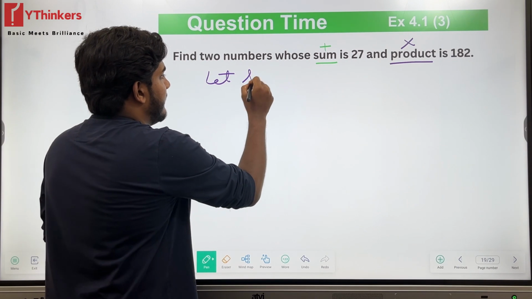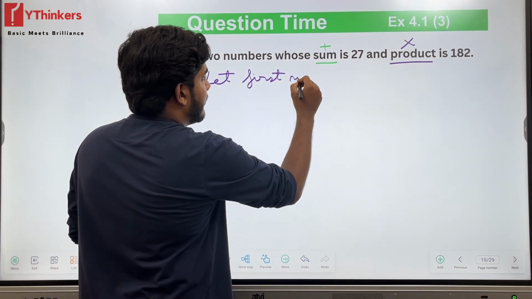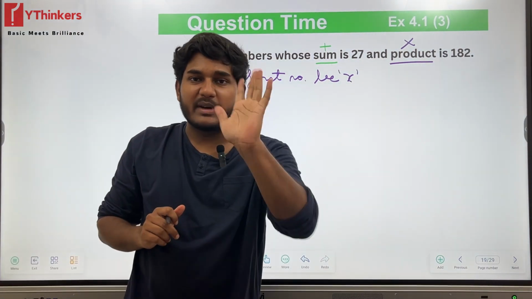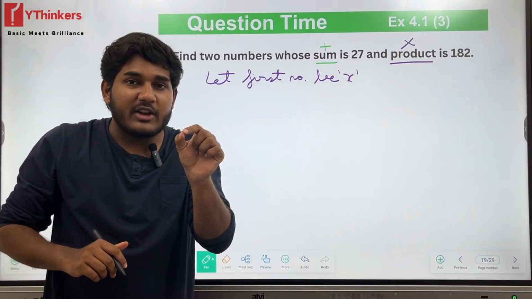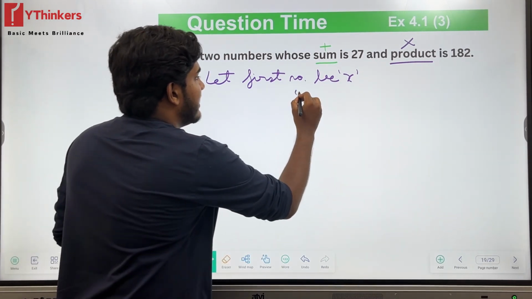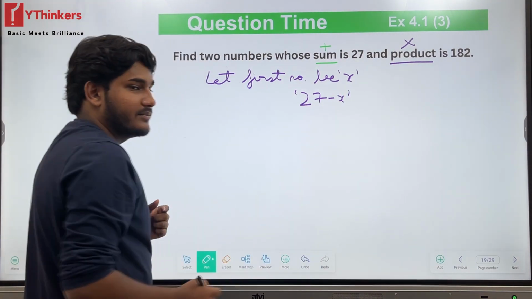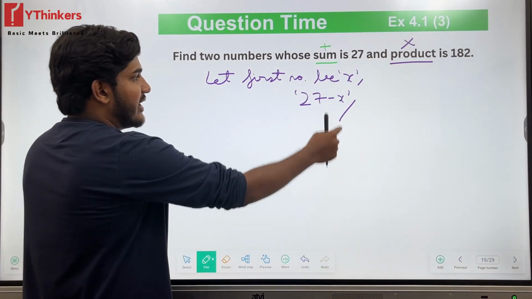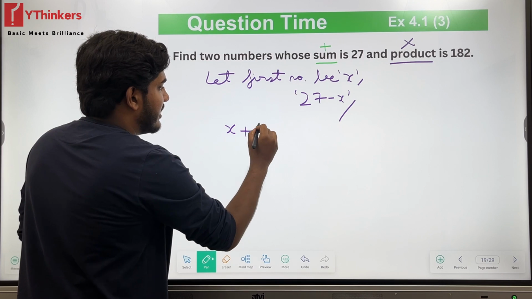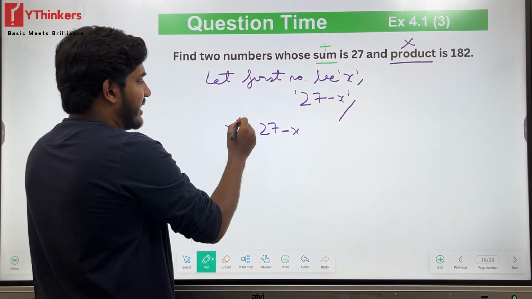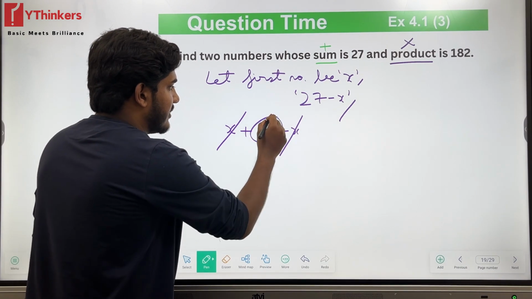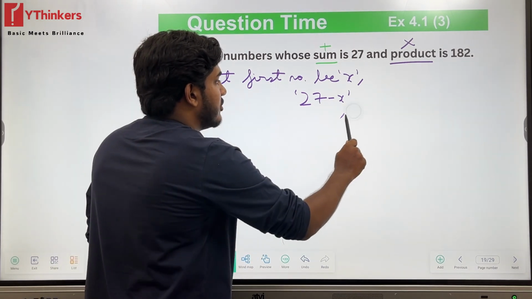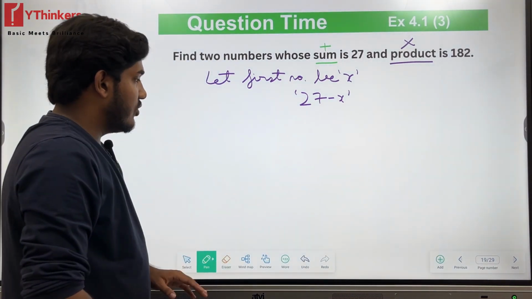Let first number be x. So I need two numbers, I've taken first number as x. What would be second number? Will it not be 27 minus x? Will the second number not be 27 minus x, correct? Why? Because when I add the first number and second number, I should get 27. Let's try. What is the first number? X. What is the second number? 27 minus x. What am I getting? x gets cancelled. I'm getting 27. So my assumption is right. If I assume first number to be x and second number to be 27 minus x, there is no problem.